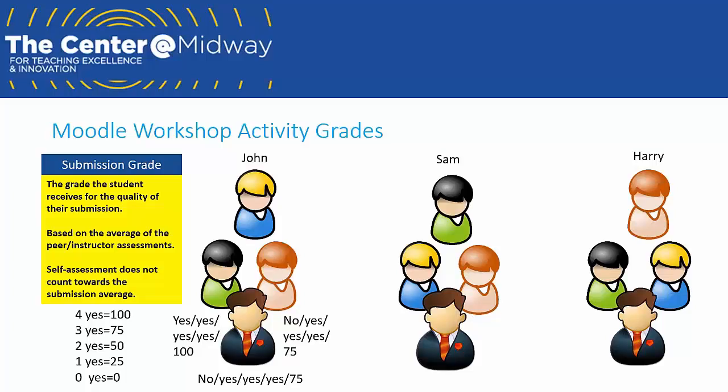So how is John's submission grade going to be determined then? It is going to be an average of Sam's assessment, Harry's assessment, and the instructor's assessment. So John is going to get an 83%. Now, the instructor can override that. The instructor can say, my grade is weighted more than Sam's and Harry's assessment, so I'm going to bring this grade down to whatever I want it to. But if you don't do anything to alter it, that is how the submission grade is going to be determined.